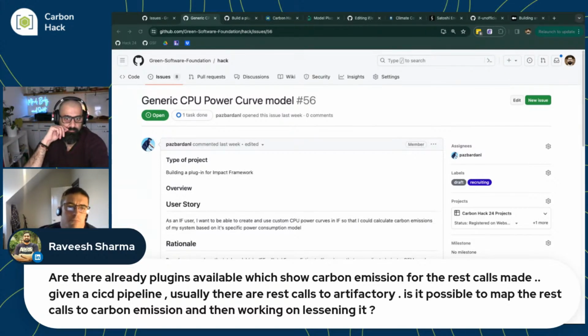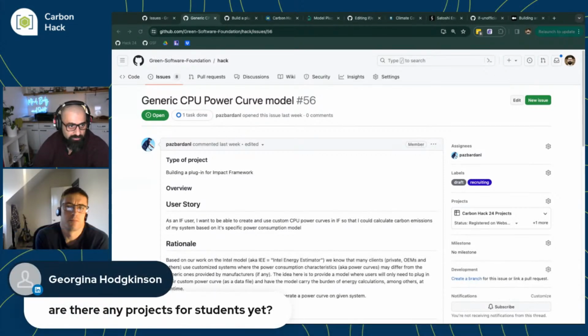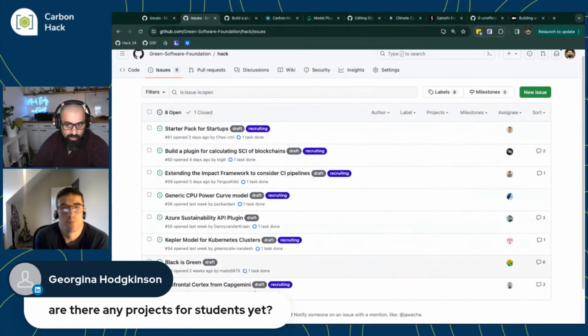Does that make sense? Yeah. Oh, and we're over time, but let me just quickly ask some other questions. Are there any projects for students yet? By students or for students? I don't know if there's any projects by students yet. I don't think so. But there are students working on projects.